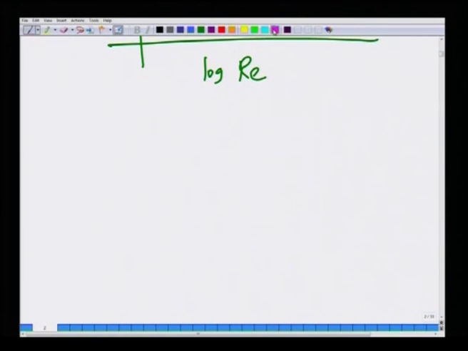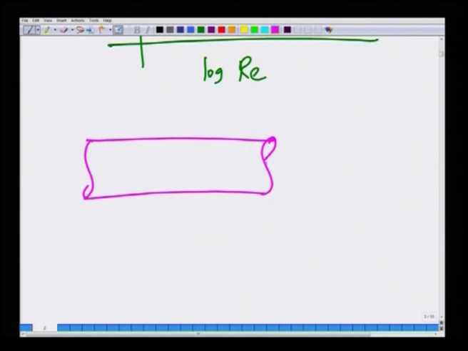Now, once we know the friction factor, then we can estimate what are the head losses in a pipe. Okay. For that, we have to take a straight pipe. Okay. So, gravity is acting perpendicular to the direction of flow, the flow is in this direction, and you apply energy balance, the macroscopic integral energy balance.